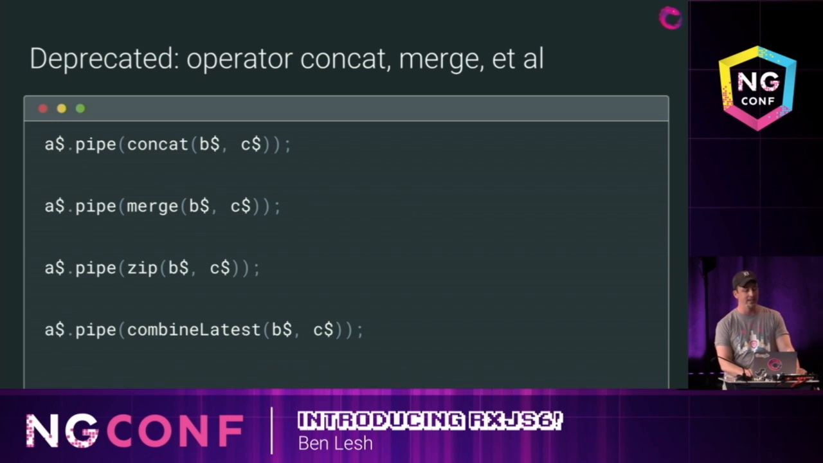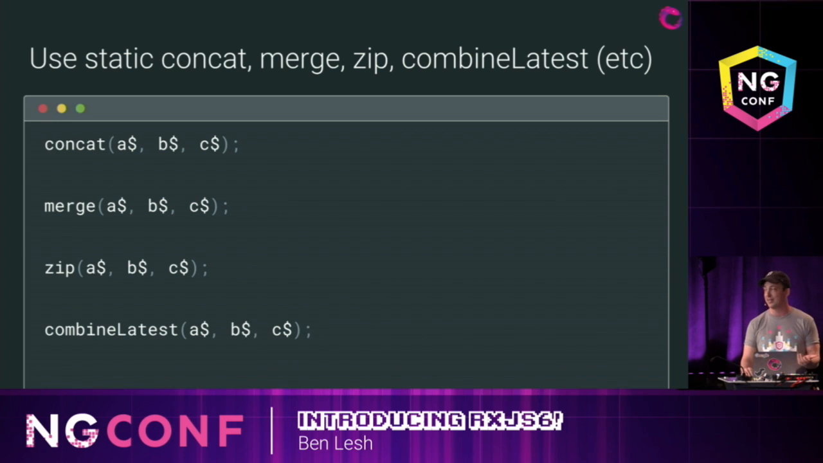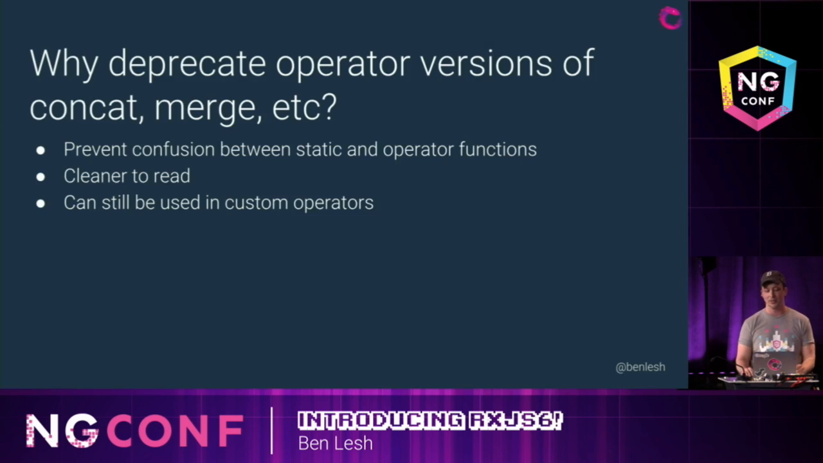So the other thing we're deprecating is the operator versions of concat and merge and zip, and the ones that basically have a counterpart that's static. The reason that we're removing them is there's a couple reasons, but I'll get to it in a second. So here's what they look like in operator format. You've got A, pipe, concat, B, C. If you use them statically, it's just concat A, B, C. It's a lot easier to read.